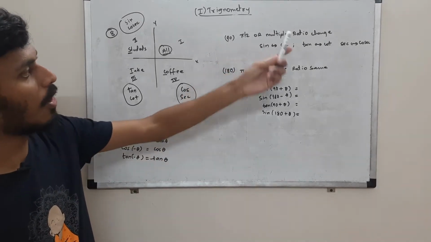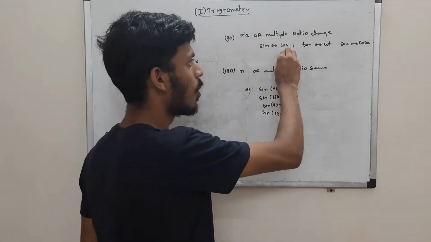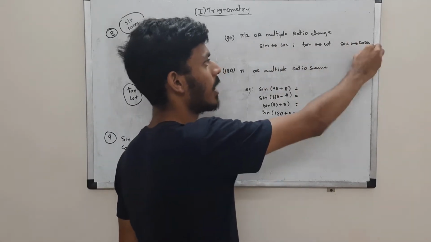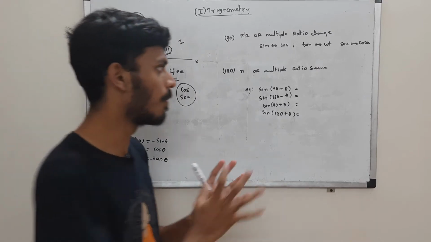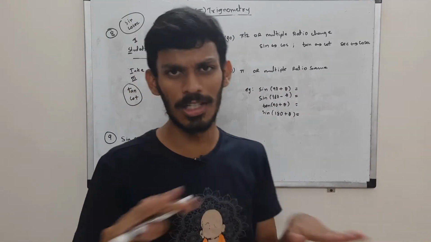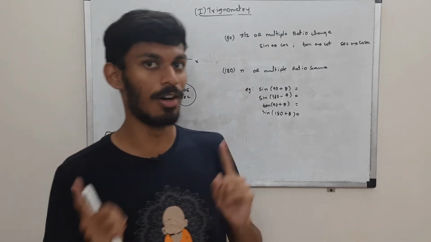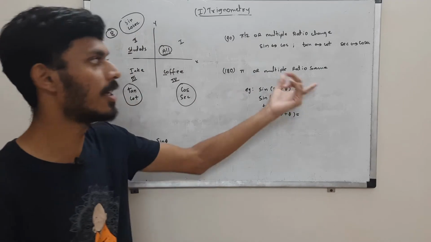Either 90 or any multiple of 90 will change the ratio. Sine will become cos, tan will become cot, sec will become cosec. You'll come to know when we do these questions. For 90 or multiples of 90, the ratio will change, and for pi or 180, the ratio will not change.